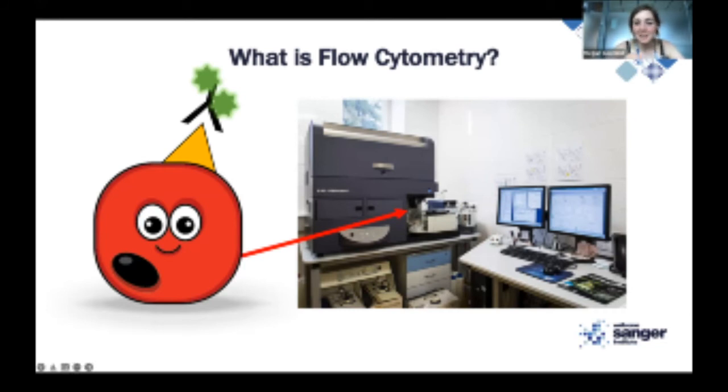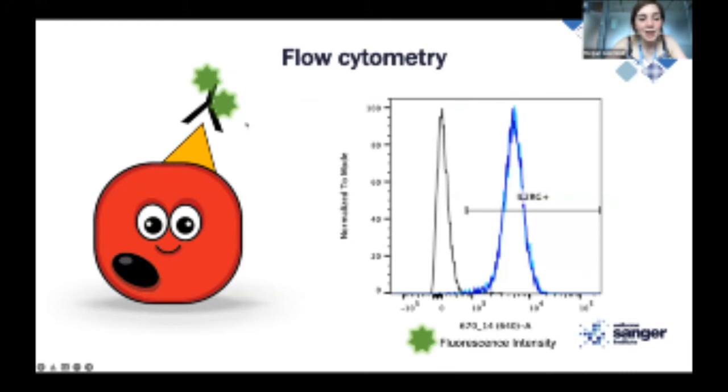And you can also do this to sort. So if you're interested in cells that are CD4 positive, then you can say, okay, put all the CD4 positive cells into this tube and put all the negatives in another tube. And then you get something like this out.